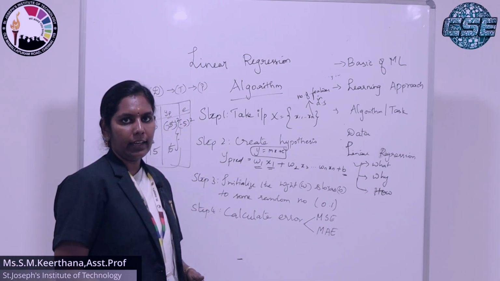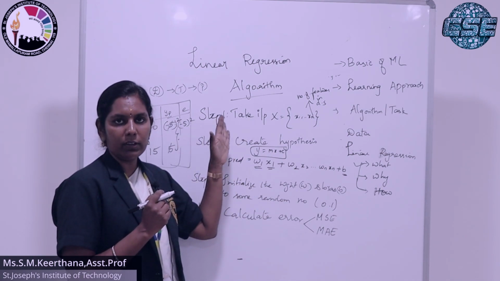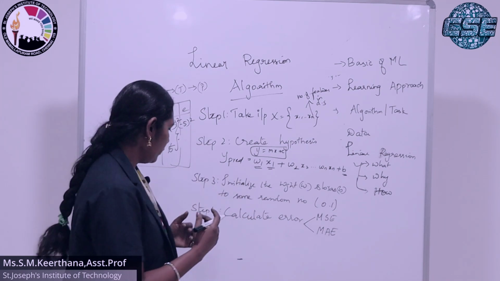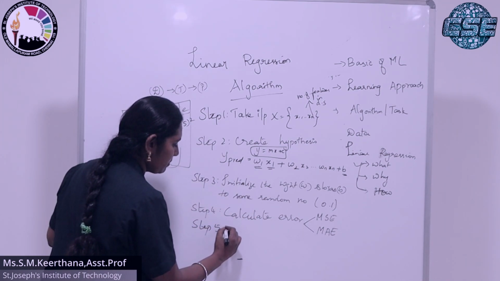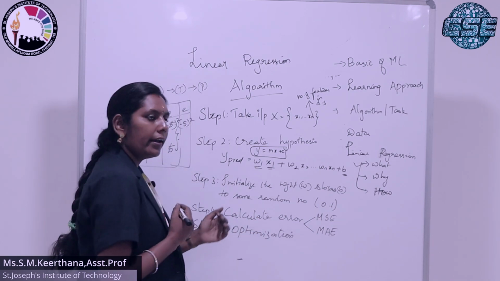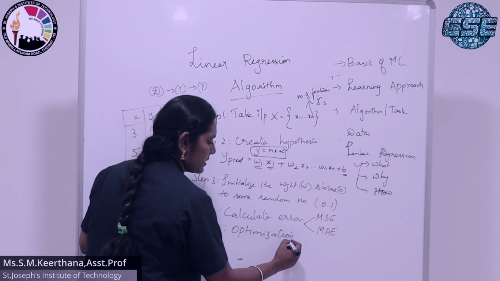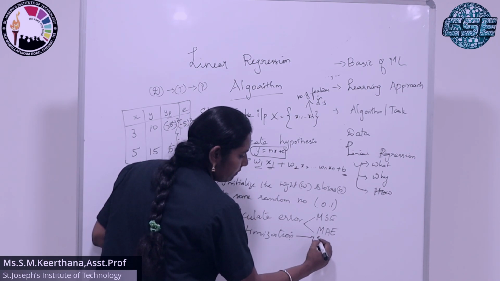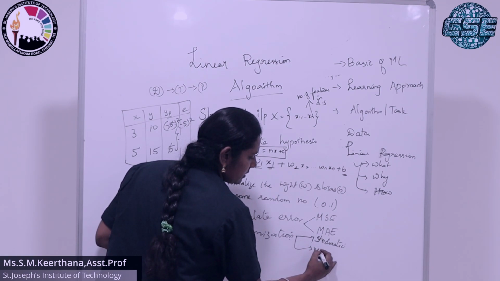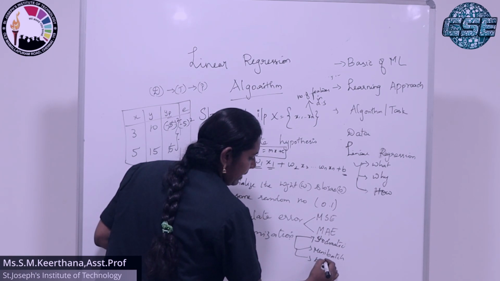Now we have calculated the error. If the error is pretty minimal, then we could say this is a good model and we could save this model. If the error rate is very high, what could we do? We should optimize my error. Apply the optimization. Optimization means reducing the error. In optimizing, I have 3 types of optimization technique available in machine learning. One is stochastic gradient, second one is mini batch, and third one is batch gradient.